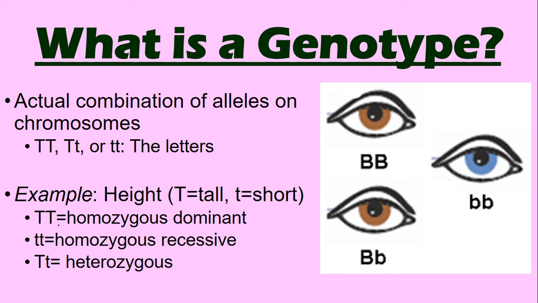Now we can write them different ways. If it's big T, big T, we call that homozygous dominant. How you know that is the homo prefix means same, and dominant means a capital letter. Little t, little t is called homozygous recessive. Homo means same size, and recessive means small letter, little t. The last one is big T, little t, and that's heterozygous. And the prefix hetero means different. So that means you're going to have one big and one little letter.